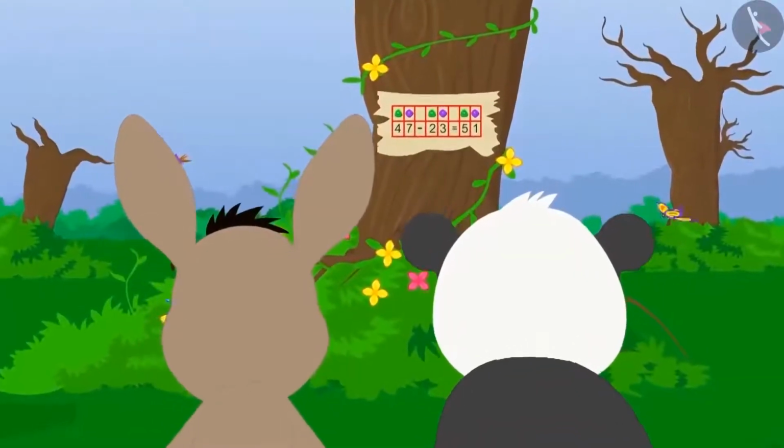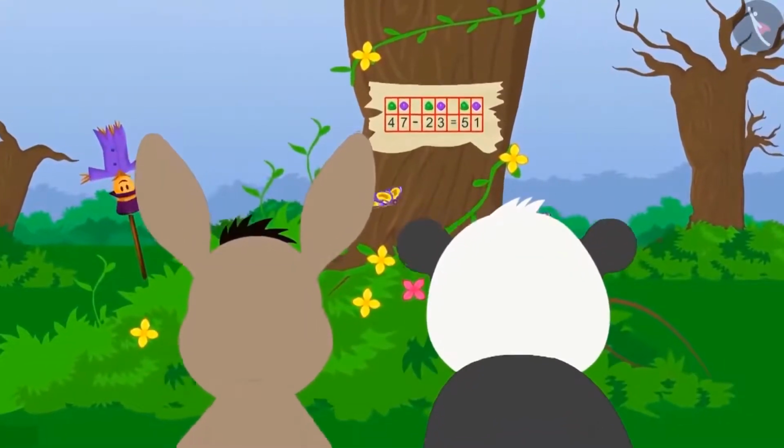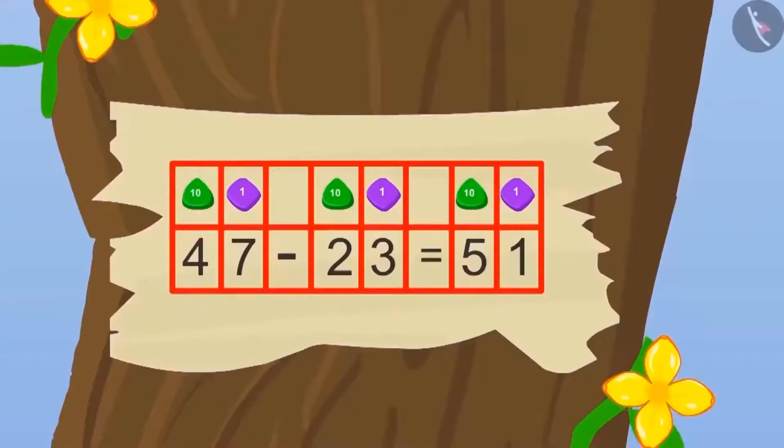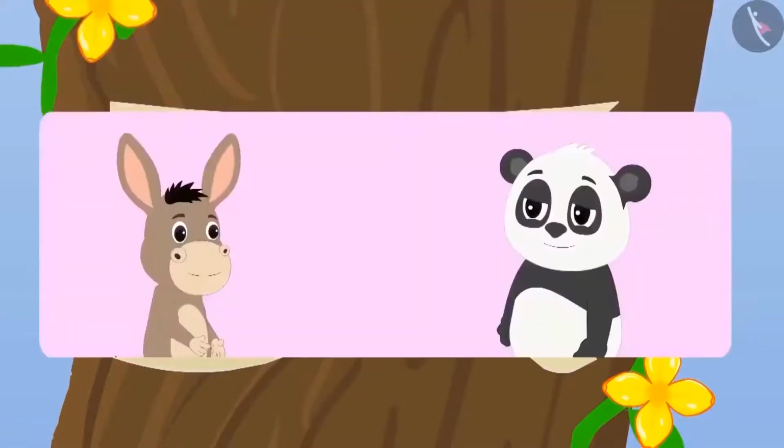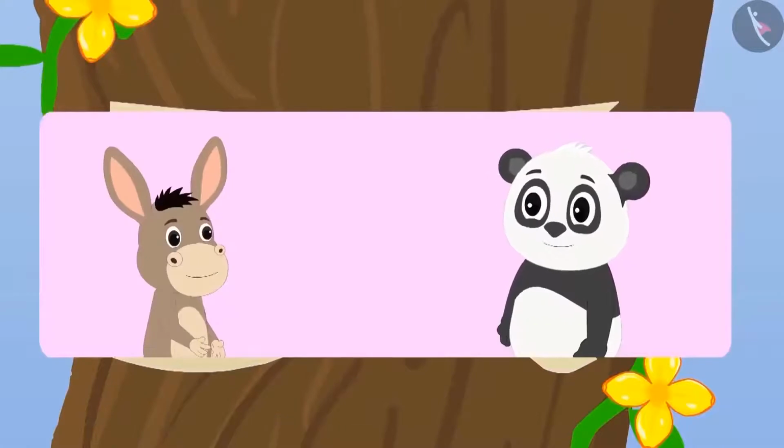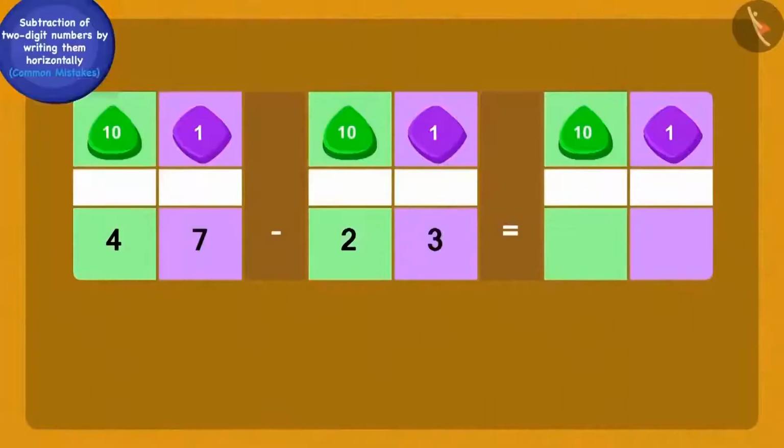They saw this subtraction written on a tree. Children, is this subtraction correct? You guessed it right. This subtraction is incorrect. Will Bhola and Golu be able to solve this correctly? Let us see. Bhola observed that in this subtraction, 3 ones of 23 were being subtracted from 4 tens of 47. Another mistake has been made by subtracting the 2 tens of 23 from the 7 ones of 47.